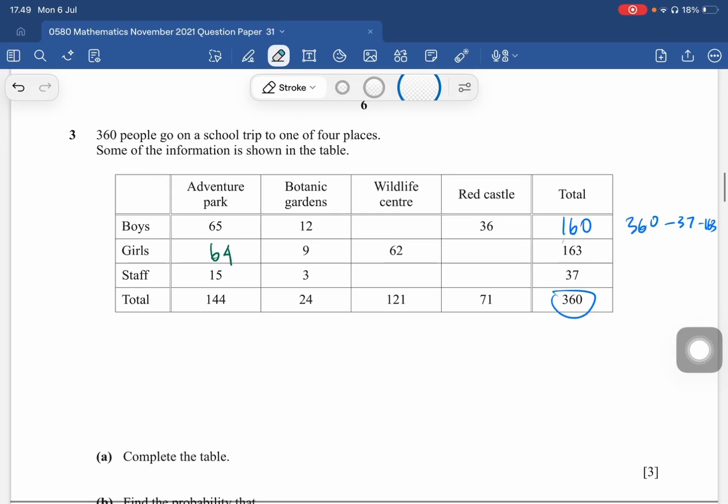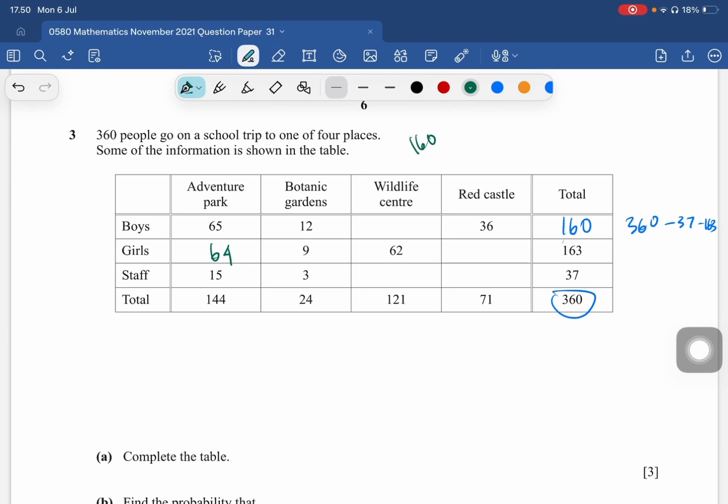Okay, now we are missing two pieces of information. The boys, here it is. The boys, we can get it from the total of 160. So 160 we minus 65, minus 12, minus 36. So we get 47. Here is the one missing, the total of 121. So 121 minus 62, minus 47. So we got 12.